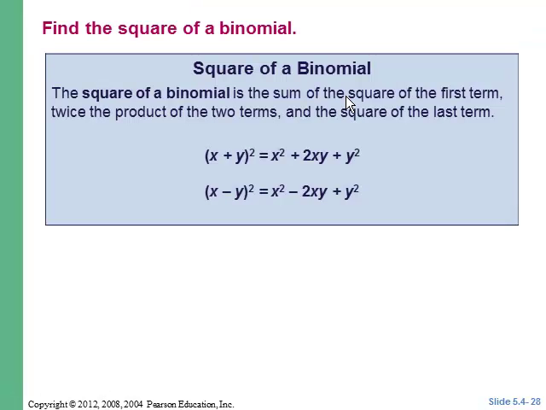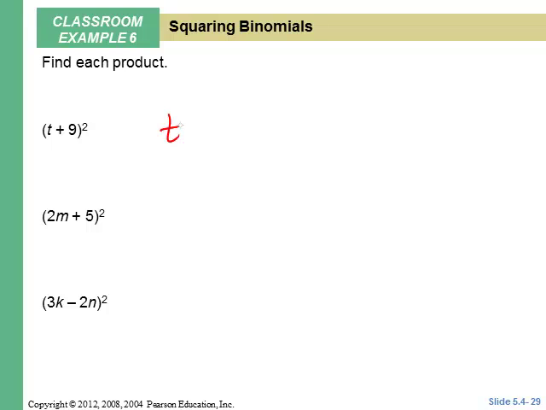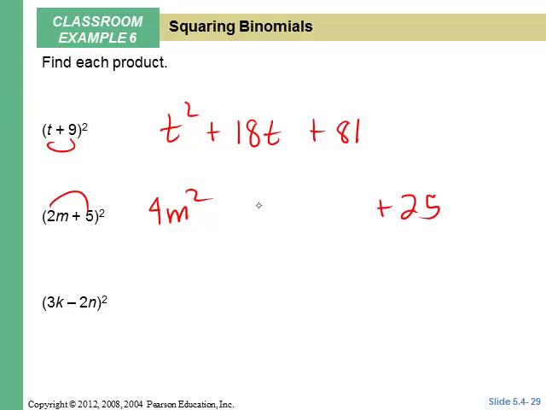Now, if you have a square, either a sum or a difference, notice you get the first term squared, the last term squared, and twice the middle two. So, first term squared, last term squared, and twice these two, so that's 18t. First term squared, last term squared, twice these two. First term squared plus last term squared.